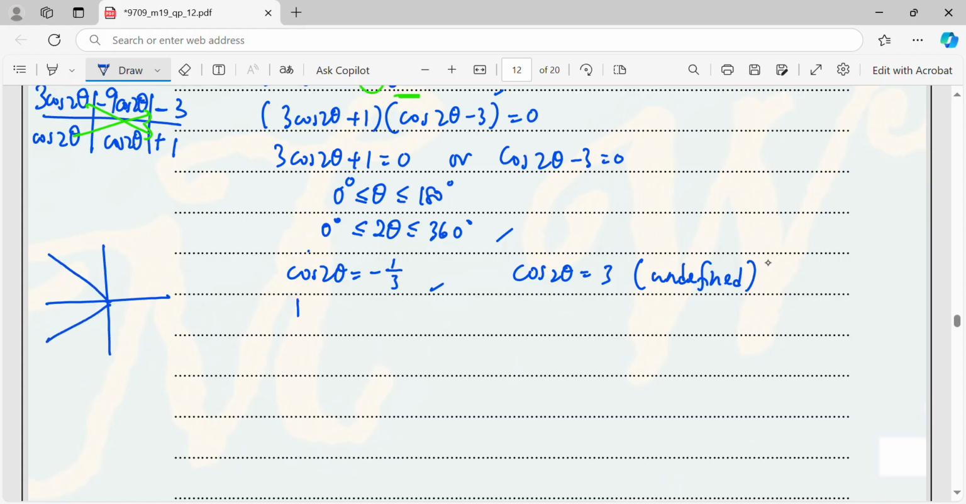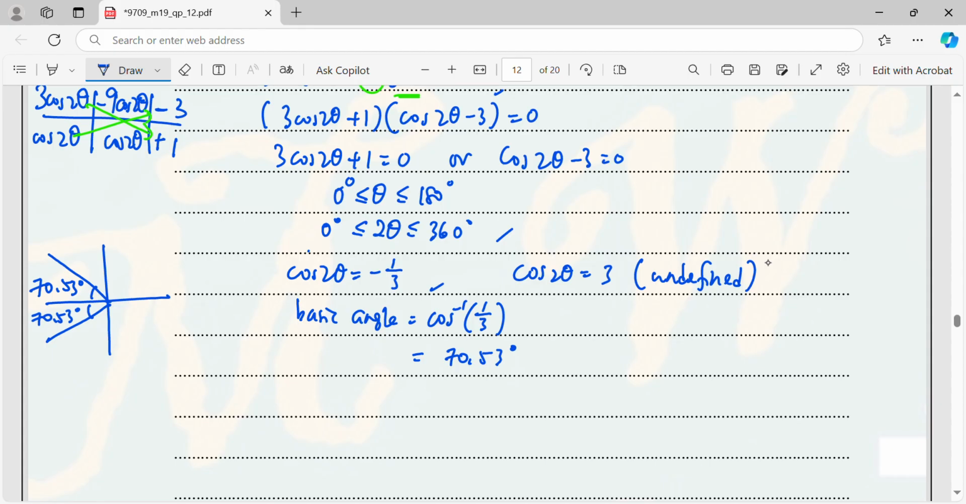So now I will write basic angle equals arc cos 1 over 3. Don't put the minus. The minus is just to show you the quadrant. So this is going to be 70.53 degrees. So which means I got to label these two angles as 70.53.